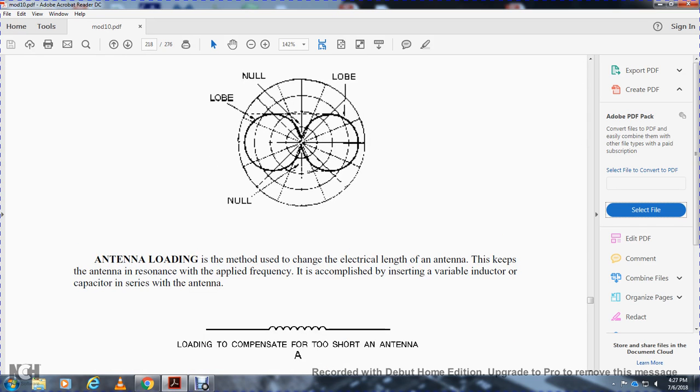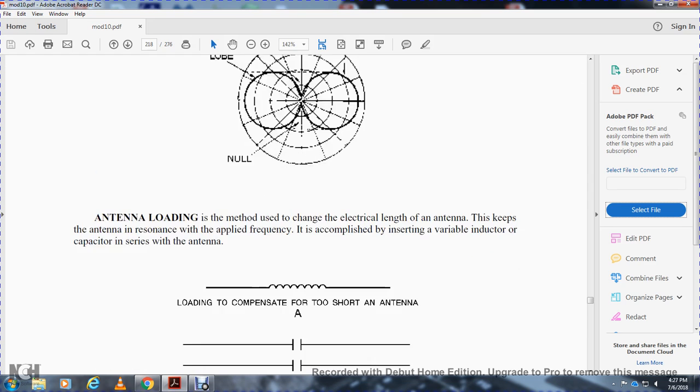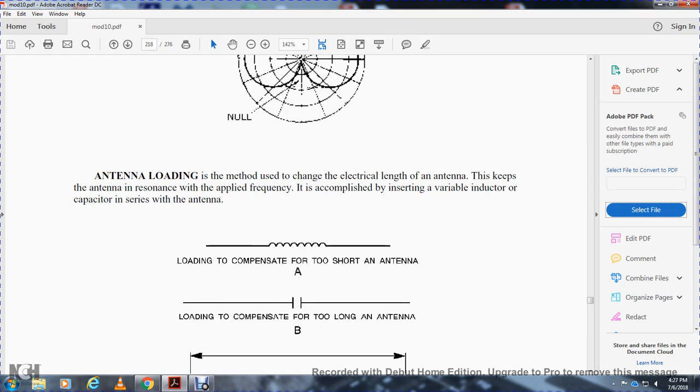Antenna loading is the method used to change the electrical length of the antenna. This keeps the antenna resonant with the applied frequency, accomplished by tuning a variable inductor or capacitor in series with the antenna. Loading to compensate for a short antenna, and loading to compensate for too long an antenna.